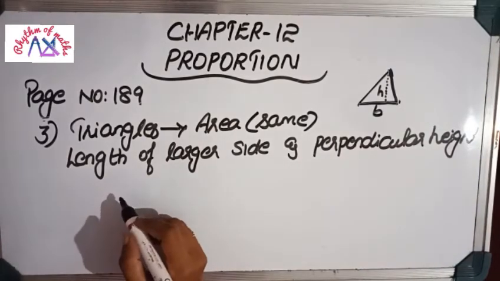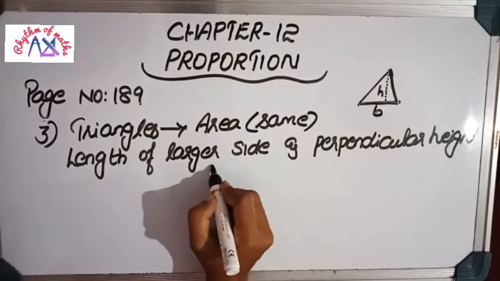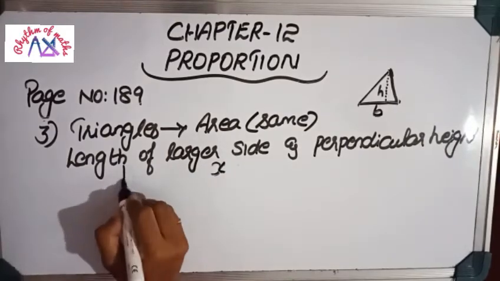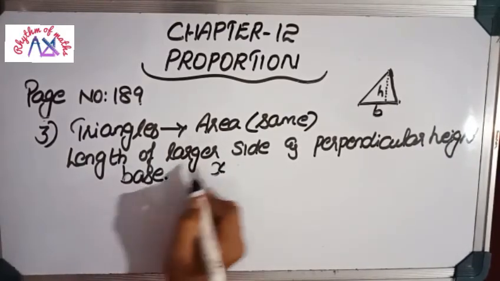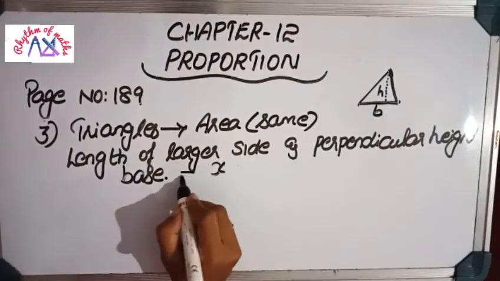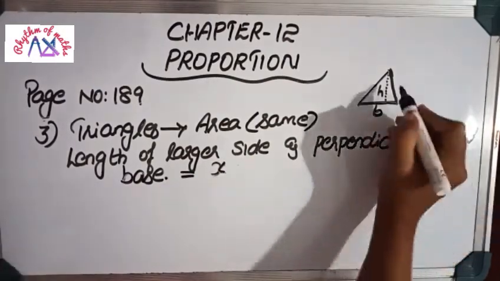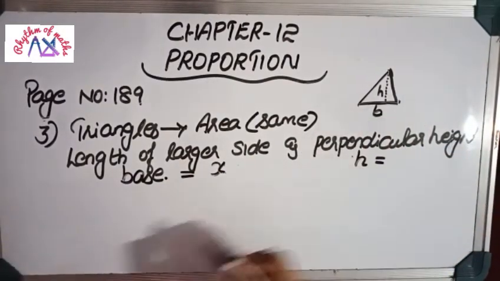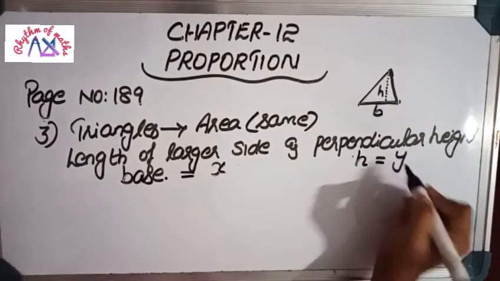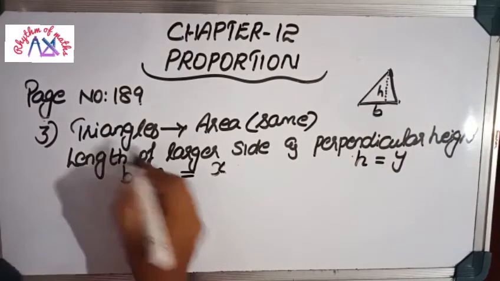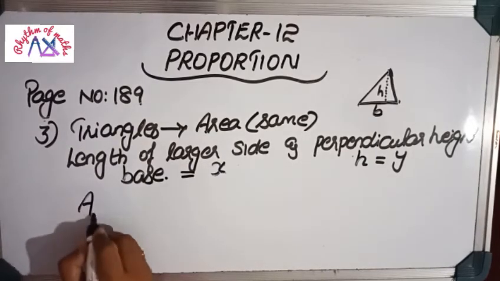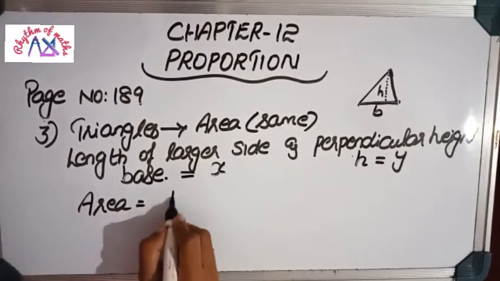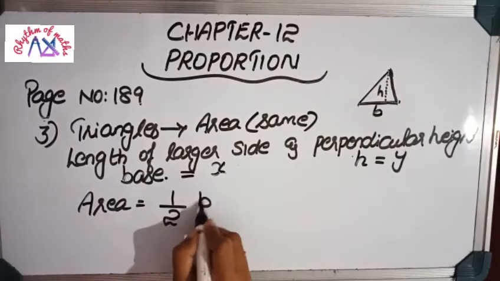So let's consider the length of the larger side as x, that is the base. Here we are considering the length of the larger side as the base, which we consider as x. Now the perpendicular height means the height of the triangle, which we consider as y. Now the equation: what is the triangle area equation? The area of a triangle equation is half BH.